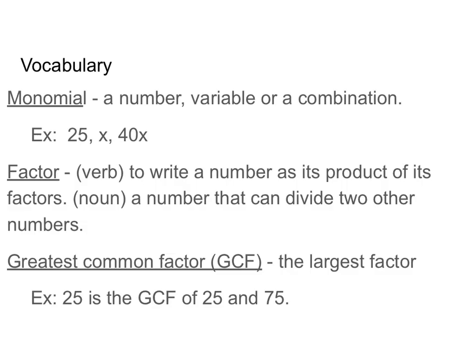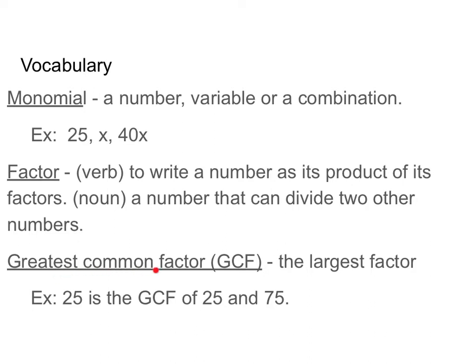Here's our vocabulary. The first word is monomial, a number or variable or a combination. So a monomial is just one term, like 25 or x or 40x. A factor as a verb is to write a number as a product of its factors. So you have a product, which is multiplication, with its factors. The noun is a number that can be divided into other numbers.